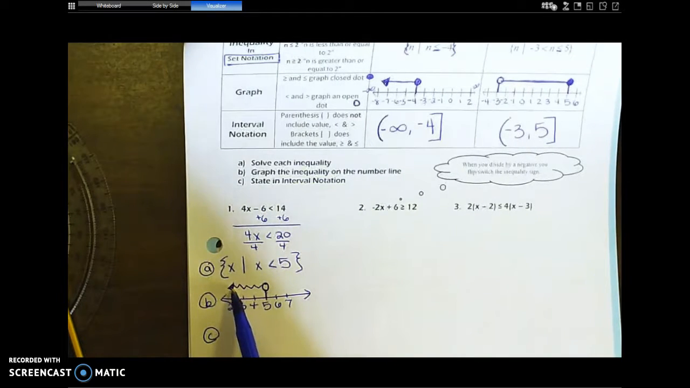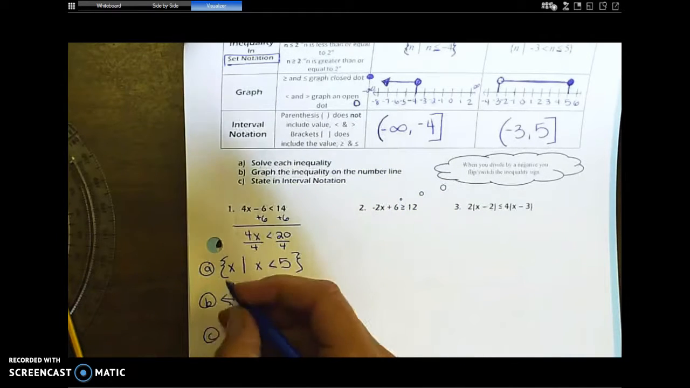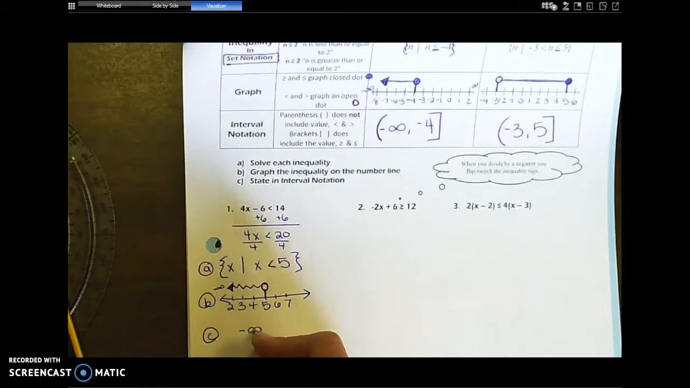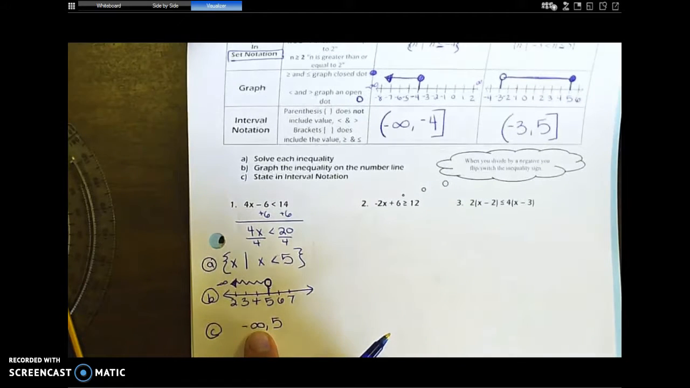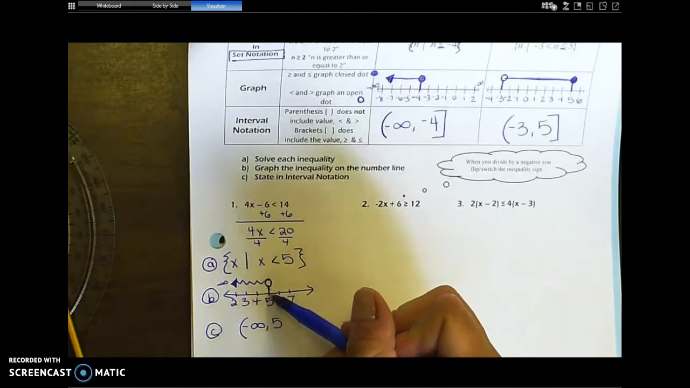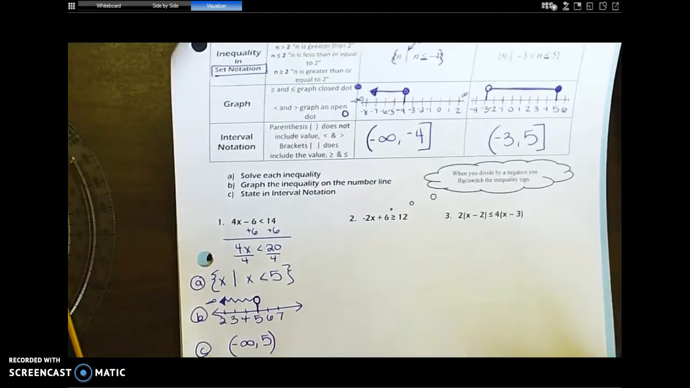Okay, so now for part C, we have to do our interval notation. If I take a look here, we have an arrow. The arrow means it's going to keep going that way forever, and if I keep going this way forever, that's negative infinity. So my answer is between negative infinity and 5. Now, negative infinity is a number we'll never be able to get to, so that gets a parenthesis. And the 5 is an open dot, so that also gets a parenthesis. And we've got it.